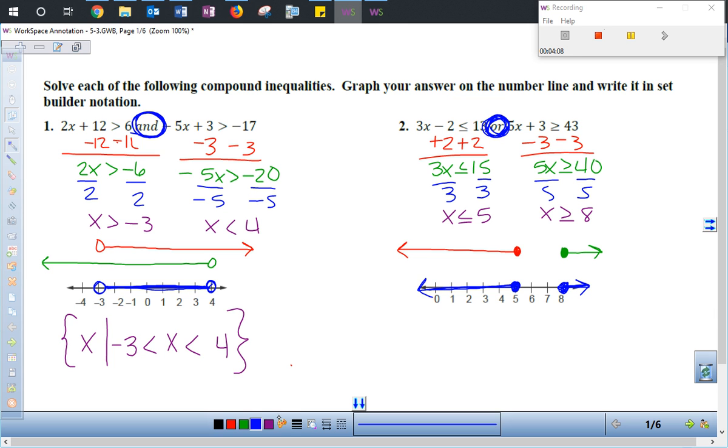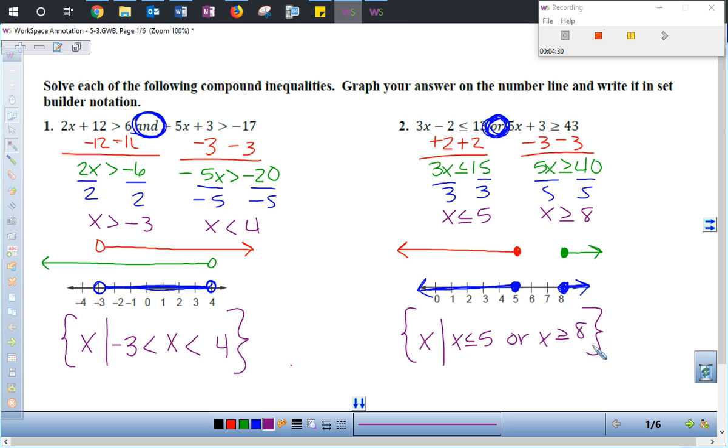Okay. Then, since we have a gap, that means the actual word "or" has to be in our set builder notation. So we're going to have the set of all x's such that, and then we describe each part of the graph. So this first part here is just x is less than or equal to 5. The gap means we write the word "or," and this part here is x is greater than or equal to 8.